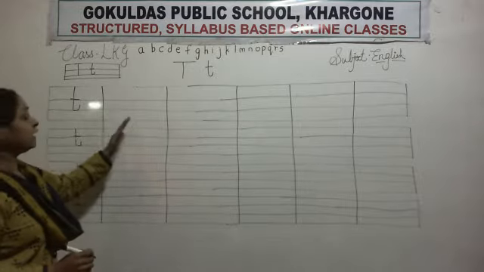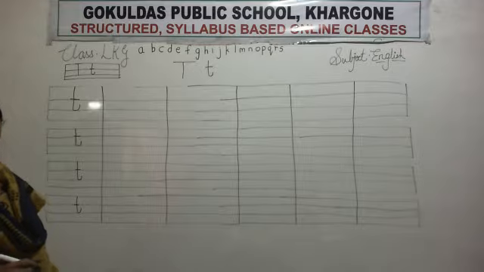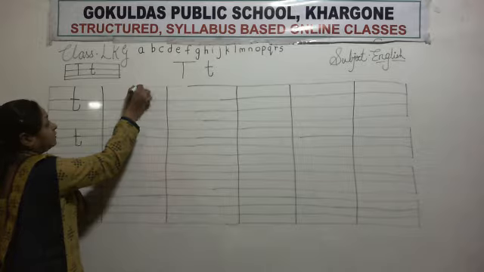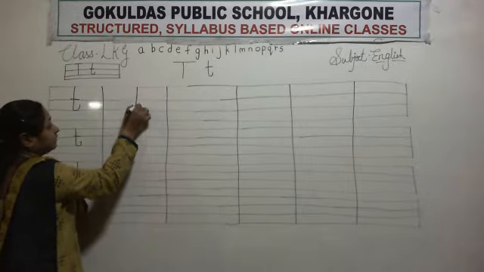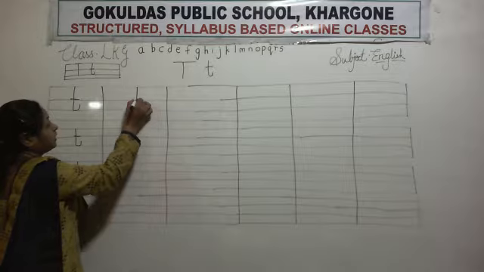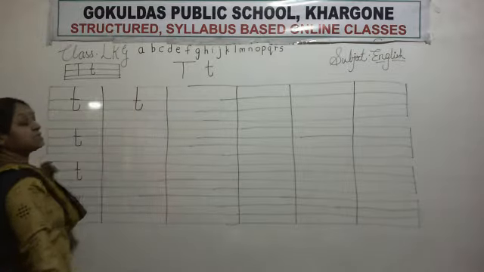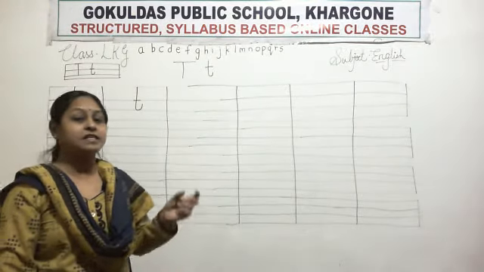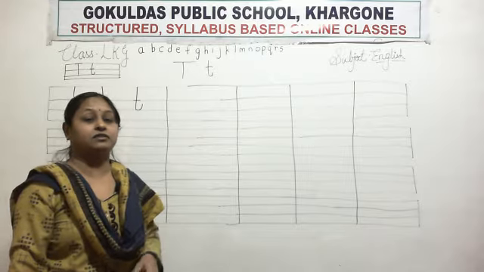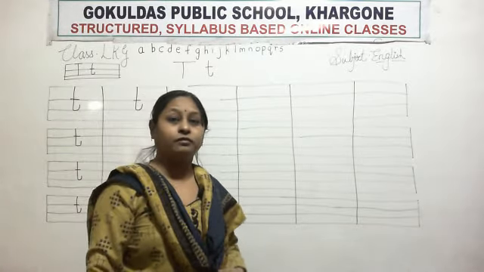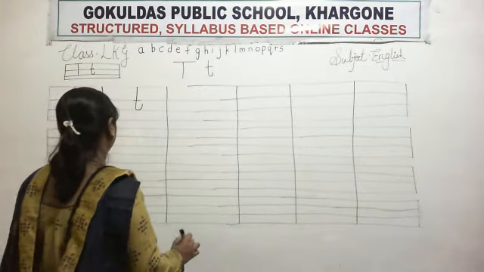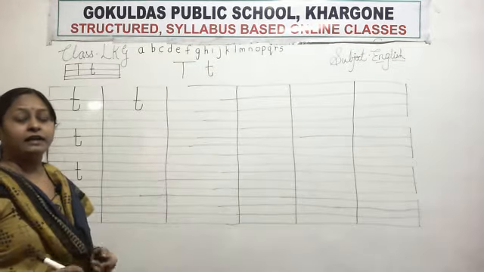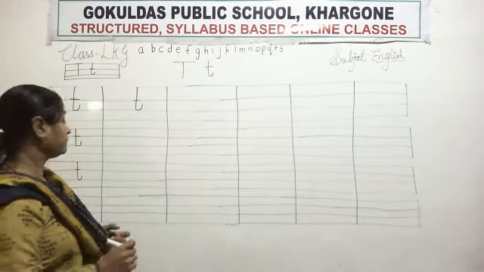In the next row, you have to start writing. How will you write? Standing line, curve upward, and sleeping line. Which letter is this? Small letter t. And the sound of t is t. Tiger, teacher, television, telephone. Next, again, write neatly. Don't write out of the line and don't overwrite.